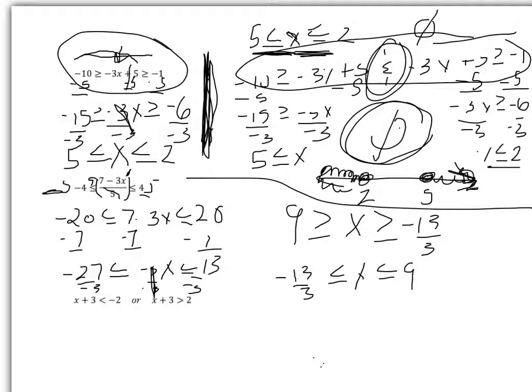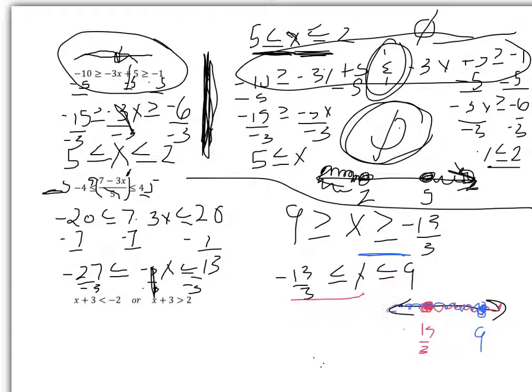So we can graph this in two pieces if we think about this. First piece we could have is this: x is greater than or equal to negative 13/3. So we want a solid dot at negative 13 thirds, shading to the right because x has to be greater than that. And then we could graph the second piece right here. x is less than or equal to 9. Put our 9 right there, less than or equal to, we're shading there.